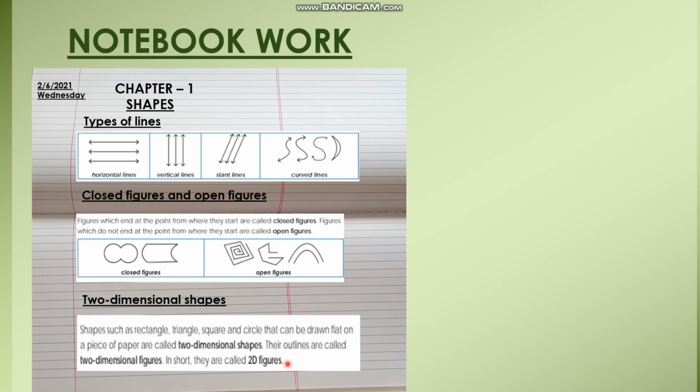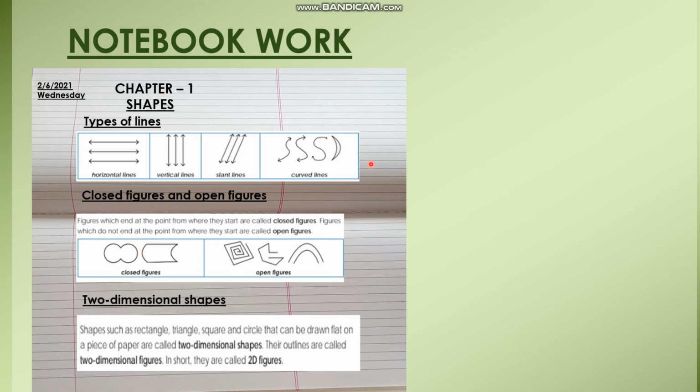And after that we learned what are two-dimensional shapes. What is a two-dimensional shape? The shapes such as a rectangle, triangle, square and circle that can be drawn flat on a piece of paper are called two-dimensional shapes. Their outlines are called two-dimensional figures. In short, they are called 2D figures. Okay, children? So, these all we learned today.